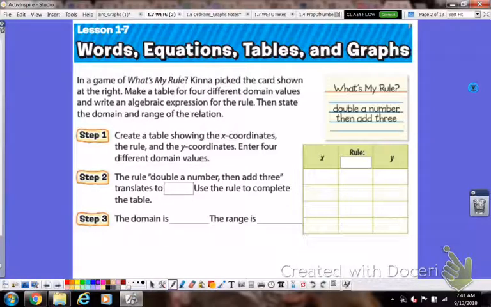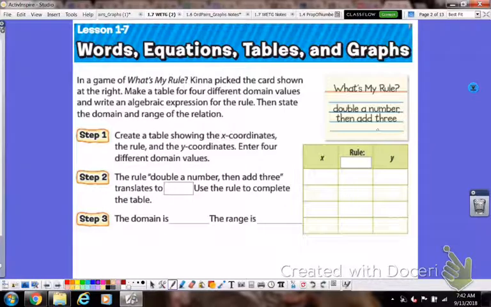Let's start our first example here. In a game of What's My Rule, Kina picked the card shown at the right. Make a table for 4 different domain values and write an algebraic expression for the rule. Then state the domain and the range of the relation. Alright, so her rule: double a number and then add 3.